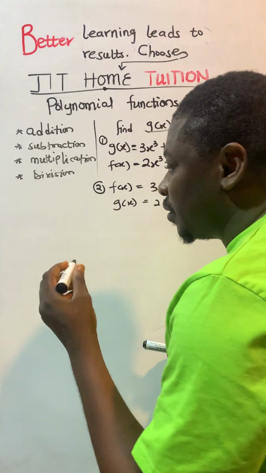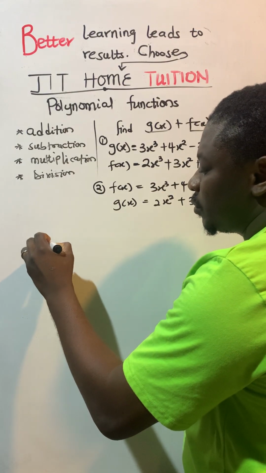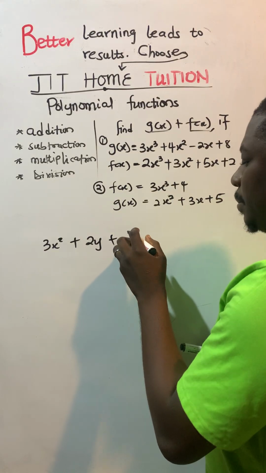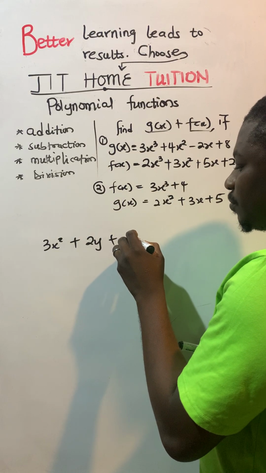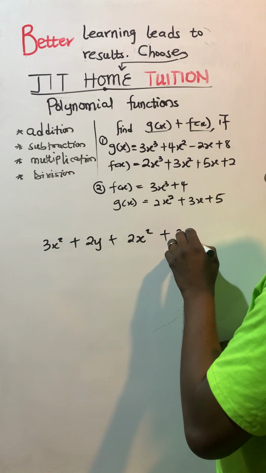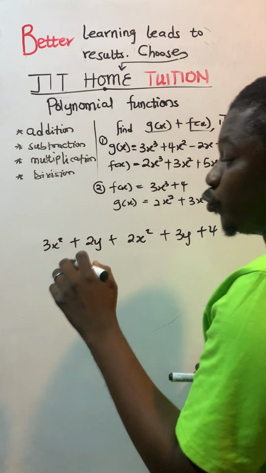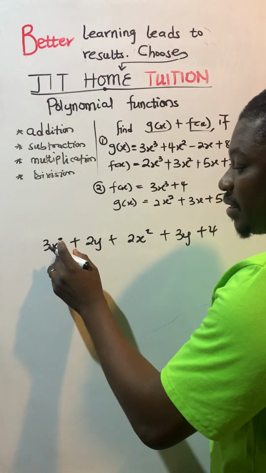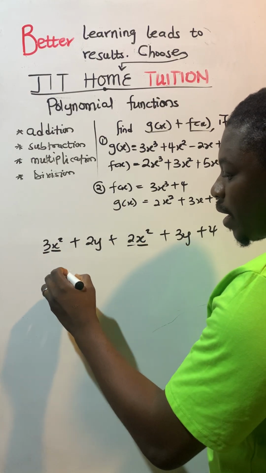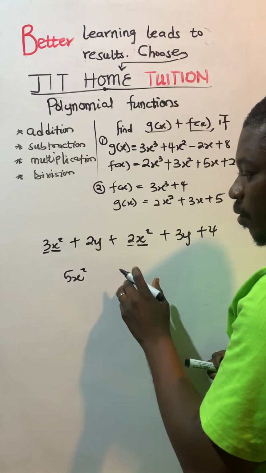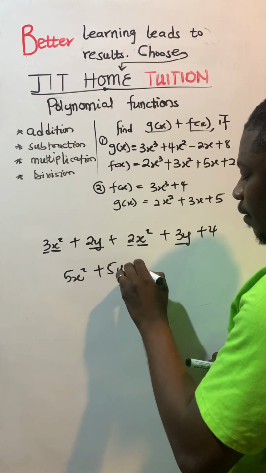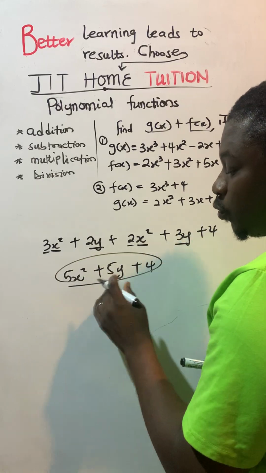In algebra, let's say you have 3x squared plus 2y plus, let's say, 2x squared plus 3y plus 4. What you do is look for the like terms. Here this is x squared, but here is 3, here is 2. When you add it, that gives you 5x squared. This one is y; when you add it, that gives you 5y. Then you have plus 4. Then you would have simplified.